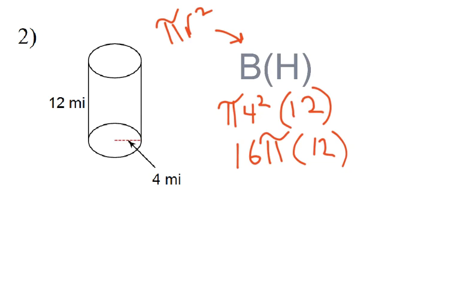16 pi times 12 is going to give me 192 pi, and that's going to be miles cubed. Okay, easy? Good.